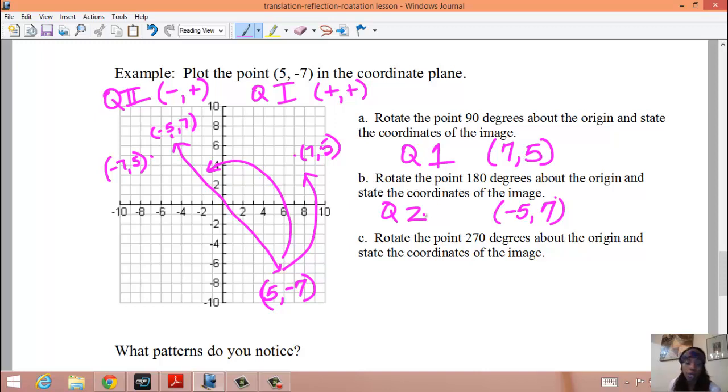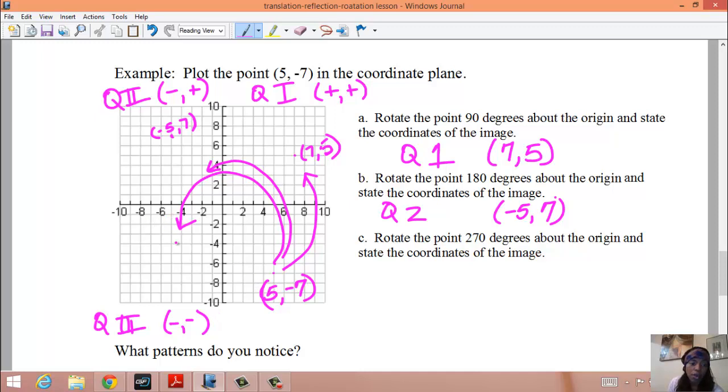Now for the last part, we're going to rotate it 270 degrees with respect to the origin and state the coordinates. If we were rotating it 90, it would be in quadrant 1, 180, quadrant 2, 270, it's going to come all the way into the third quadrant. And in quadrant 3, the signs are negative, negative. So we need to find two possible coordinates in the third quadrant that could be our image. Again, the numbers will be the same. One possibility would be -5, -7, and the other one would be -7, -5.